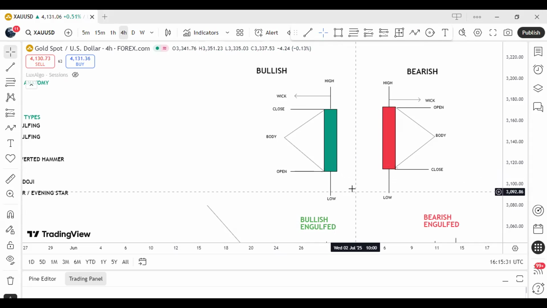The same goes for the bearish candle, which is this red candle on my right hand side.